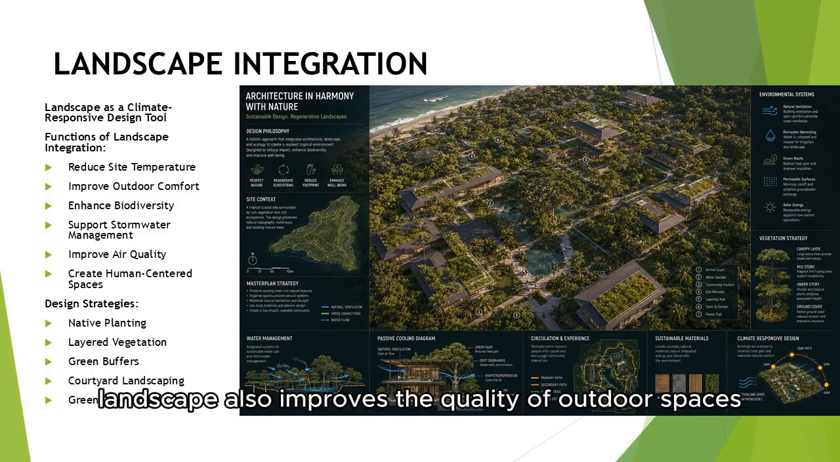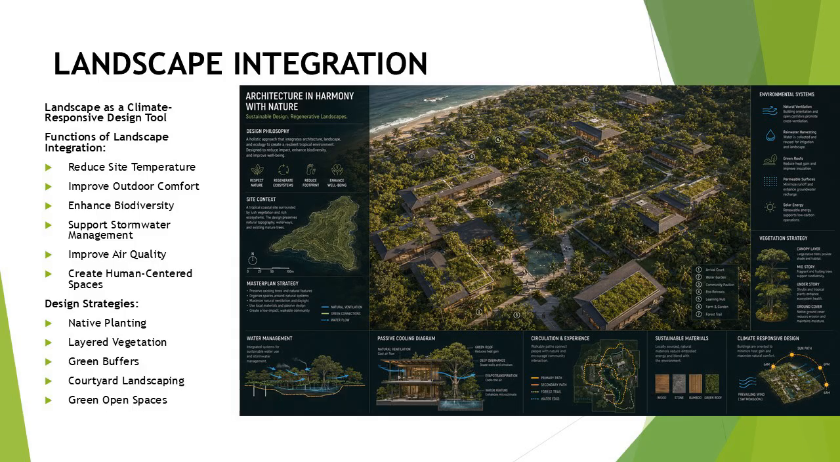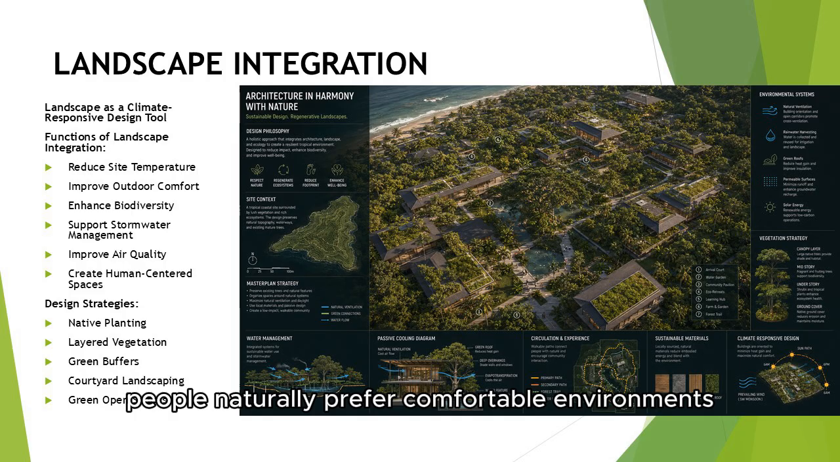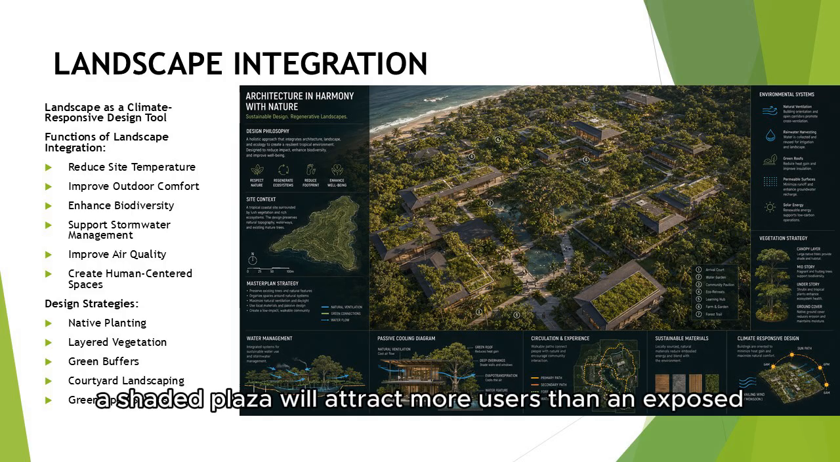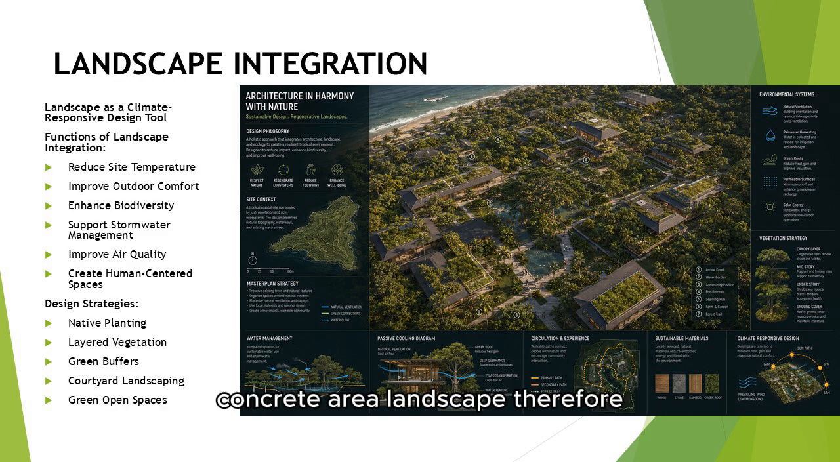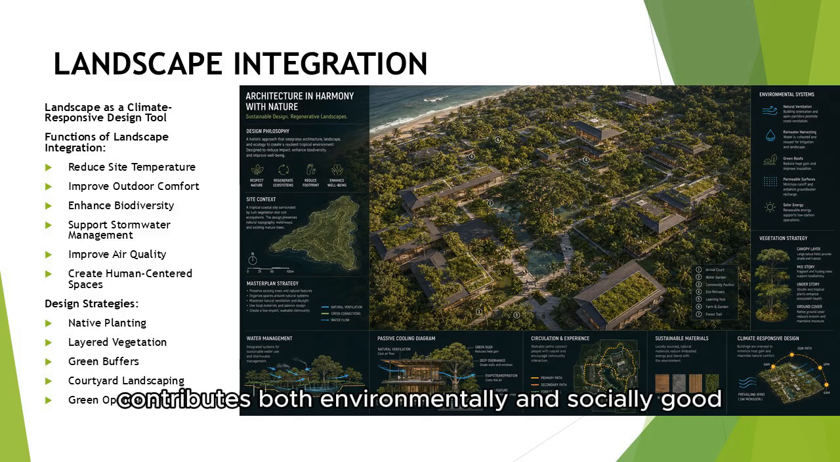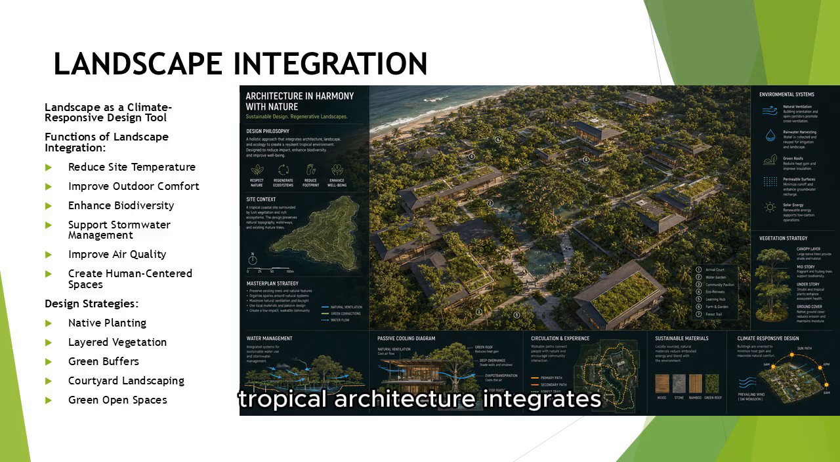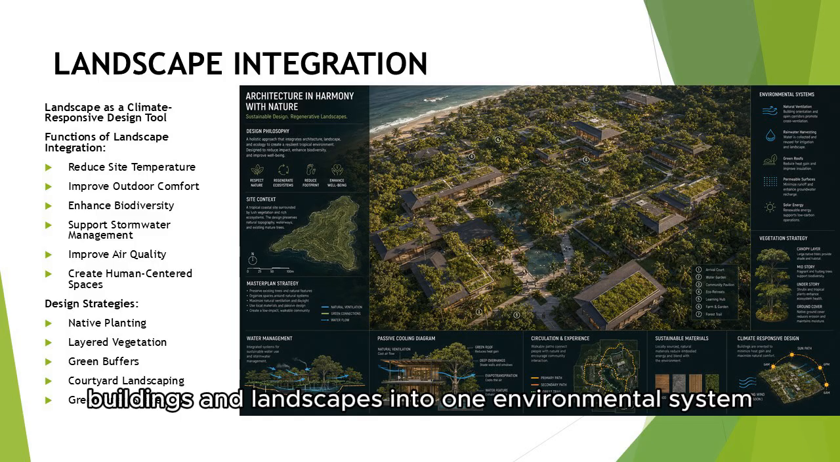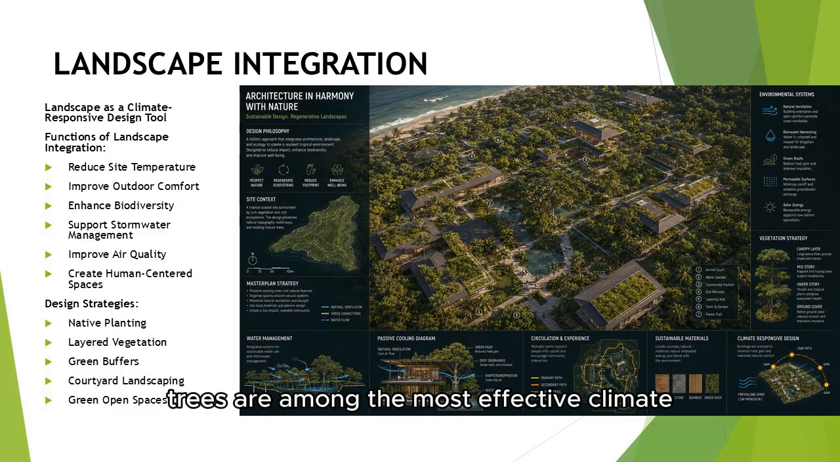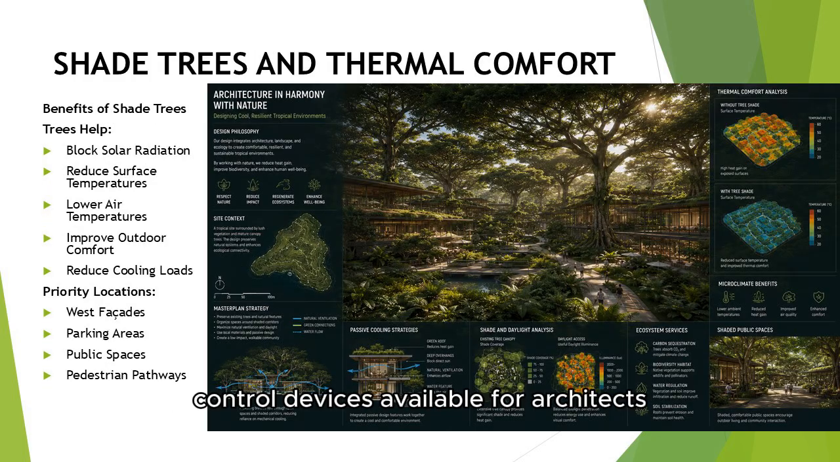Landscape also improves the quality of outdoor spaces. People naturally prefer comfortable environments. A shaded plaza will attract more users than an exposed concrete area. Landscape, therefore, contributes both environmentally and socially. Good. Tropical architecture integrates buildings and landscapes into one environmental system. Trees are among the most effective climate control devices available for architects.